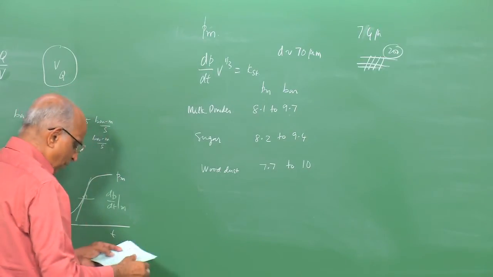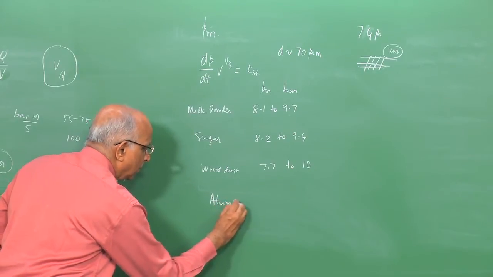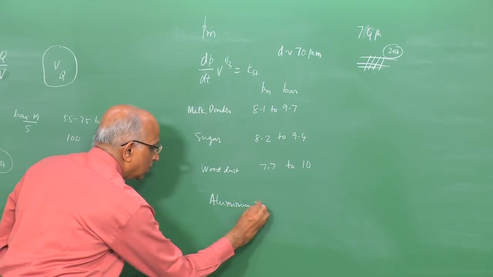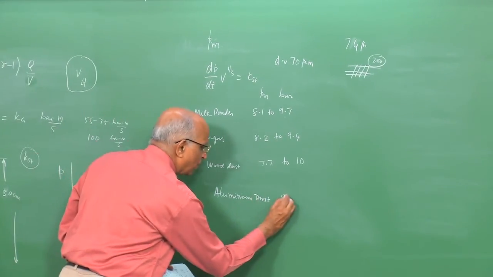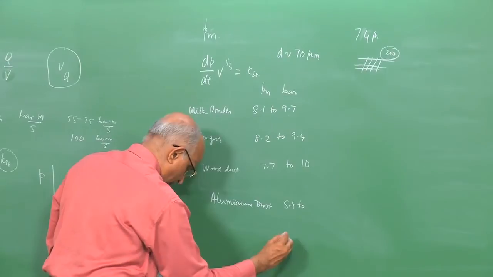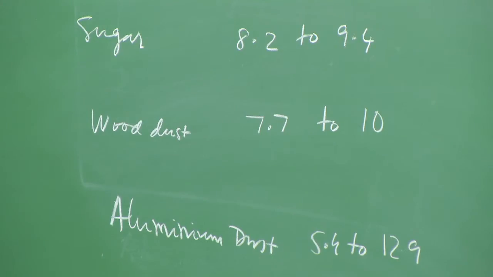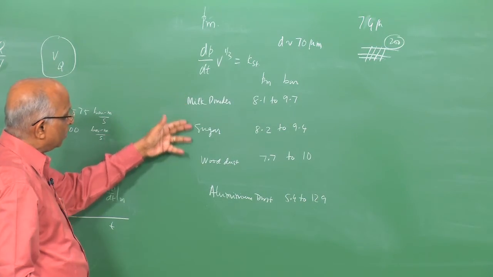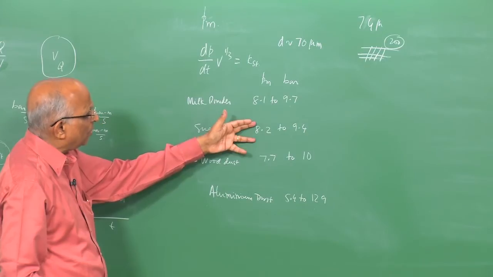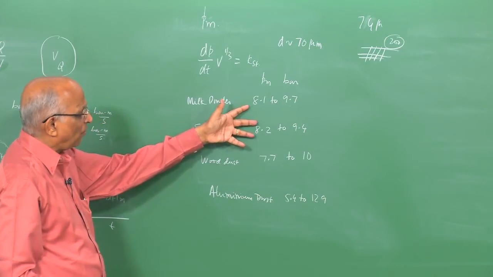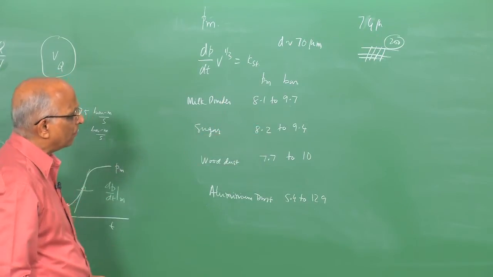And the last one, we take maybe aluminium dust. The peak values are 5.4 to 12.9. When we consider these, which are also hydrocarbon or organic substances, these are higher than the value of maximum pressure which we saw was between 5.5 to 7. This is the type of values we get for PM.